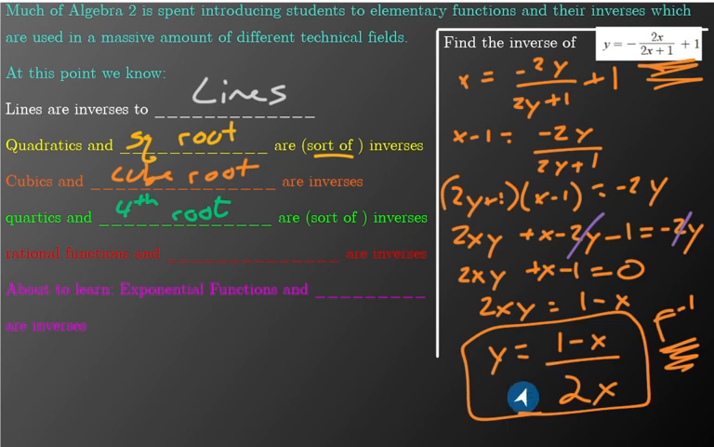And more importantly, though, I want you to see that it is a rational function. So rational functions and rational functions are actually inverses. So it's one of those kind of like lines where their inverses are the same type of function as the original one.